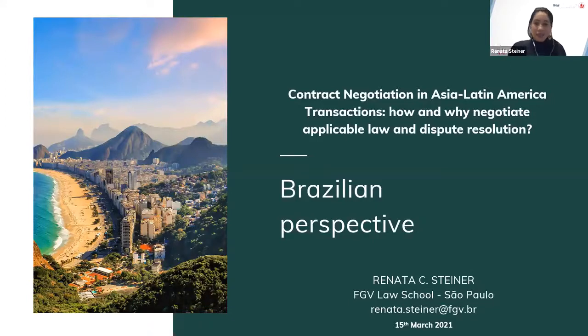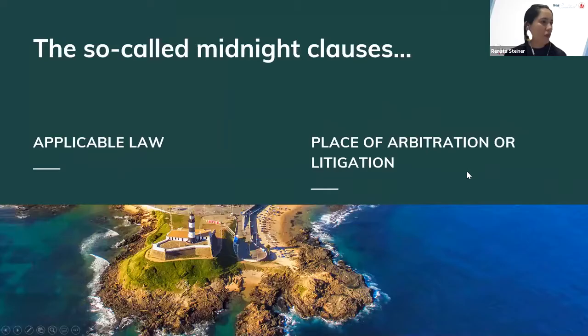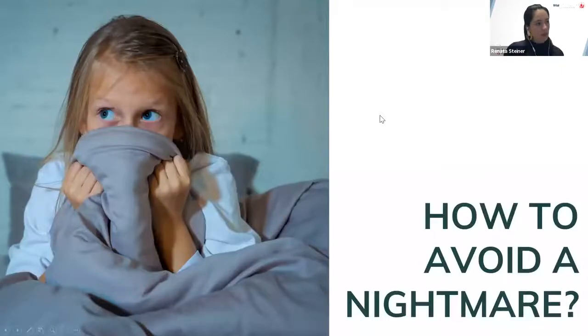And as Cesar has asked me, I will try to give you some general panorama of the Brazilian perspective on the two topics of our meeting today, which are applicable law and place of arbitration or litigation. These two clauses are usually called midnight clauses because they're usually left for the last minute of negotiation, meaning that in many cases they're not negotiated at all. In my brief presentation, I will address how to avoid these two midnight clauses becoming a nightmare in Brazil.